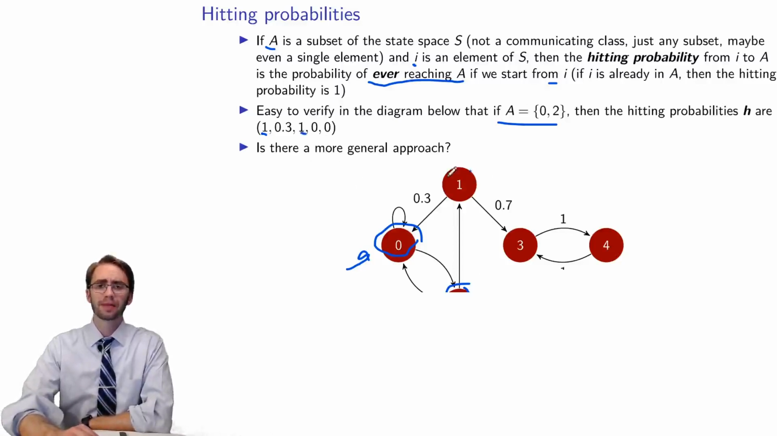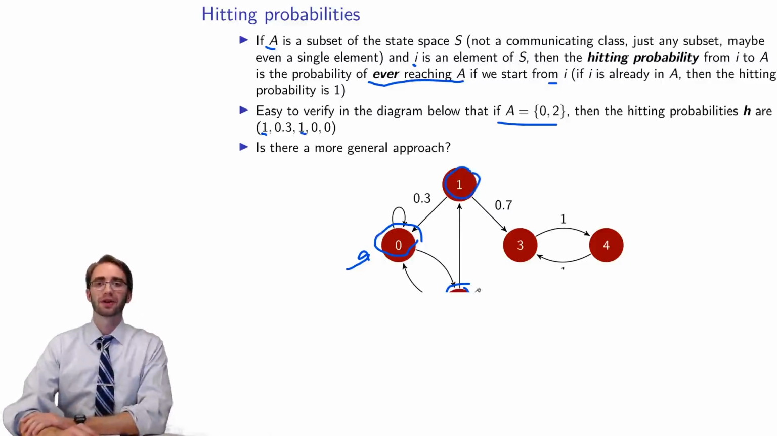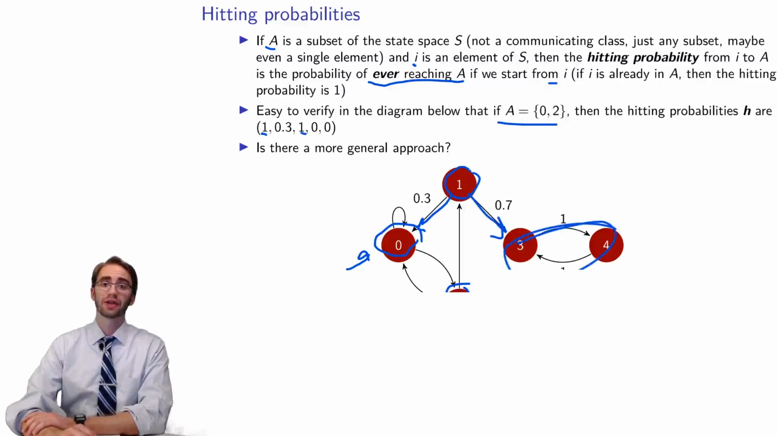How about if I'm in state 1? What's the probability that I'll ever land at any point in the future in state 0 or state 2? Well, look at state 1 here. State 1 only has two choices. You either move off to the left and you land in state 0 with probability 0.3, or you move off to the right, and once you do that, you enter this closed class of 3 and 4, and at that point, you're never going to visit state 0 or state 2.